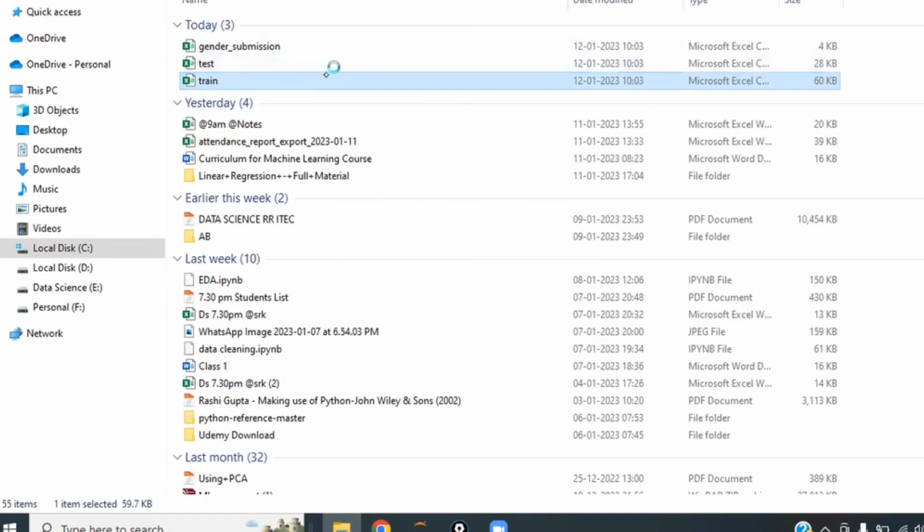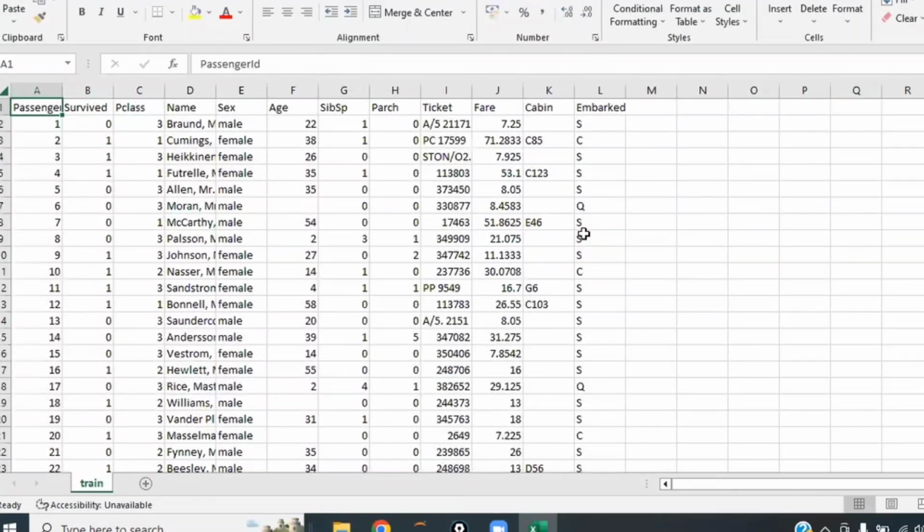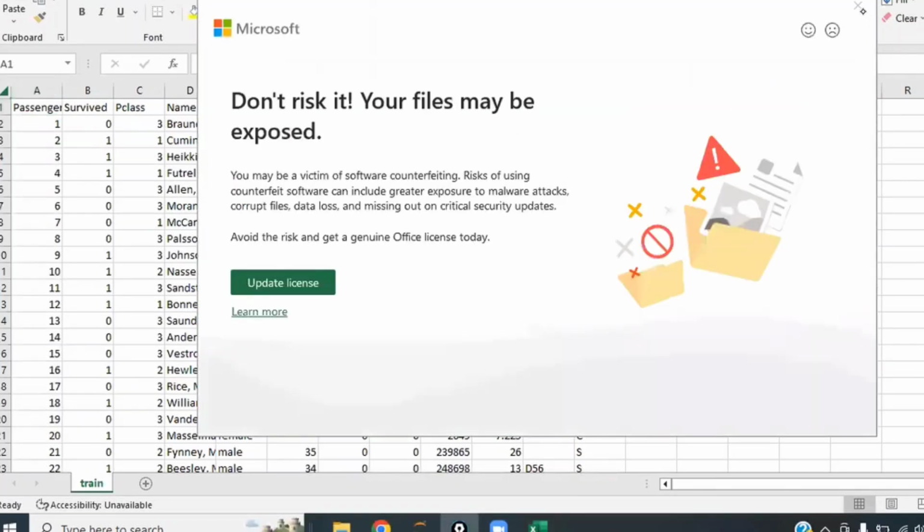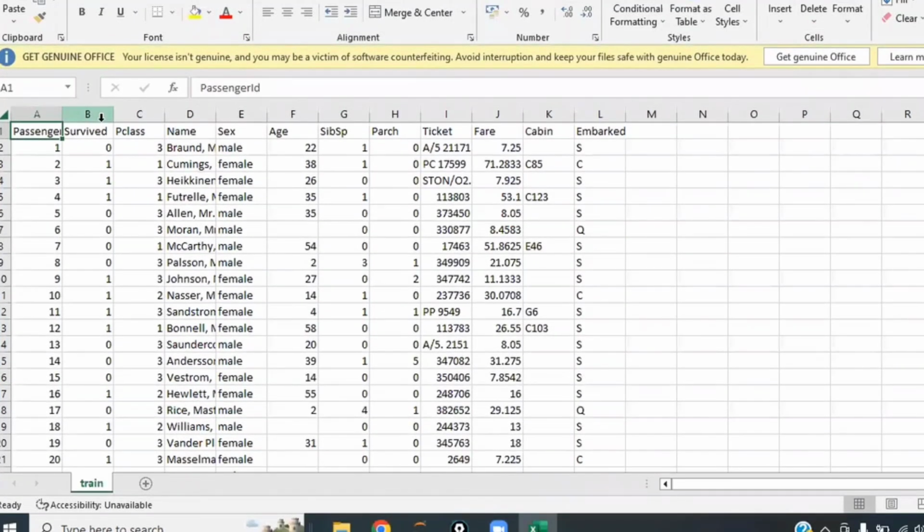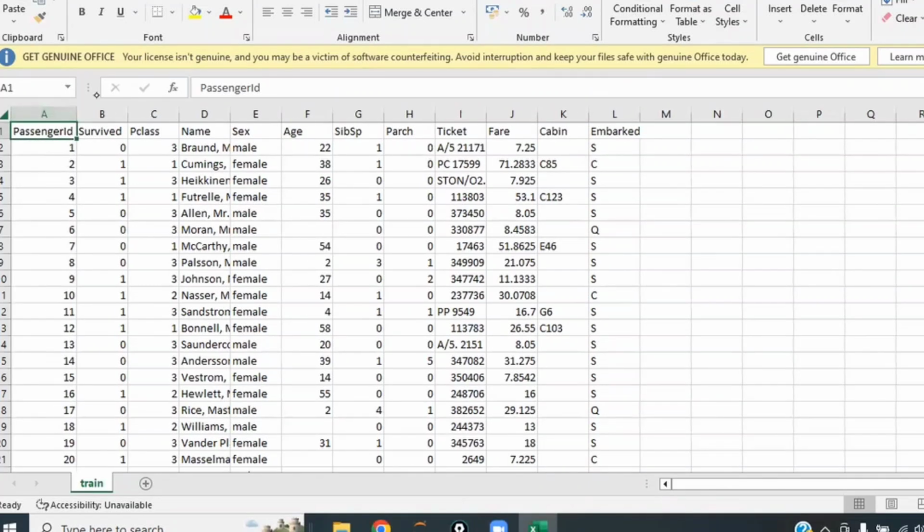Just open the train file. Now in this train file, you have the passenger ID, survived, P class, name, gender, age, SibSp, Parch, ticket, fare, cabin, embarked. Now, I know what passenger ID means. Survived means 0 and 1. Two values are there, meaning yes or no. Which is yes, which is no?